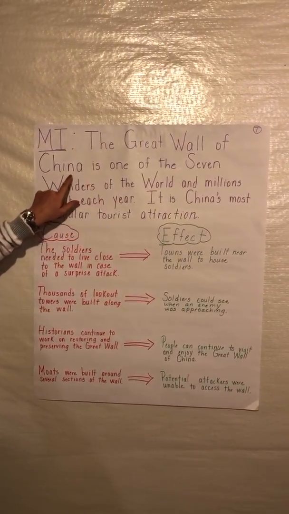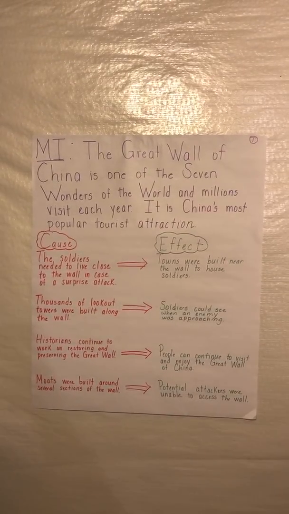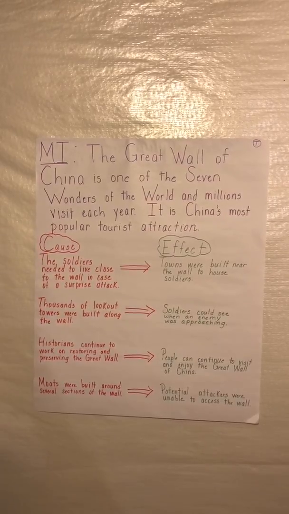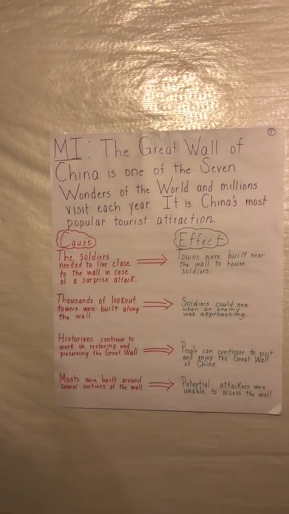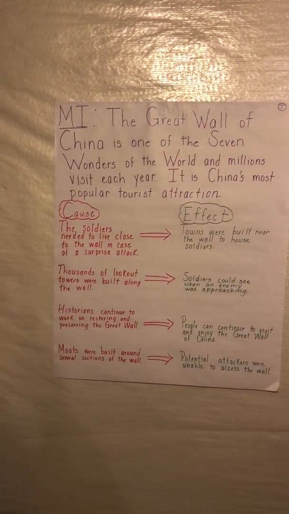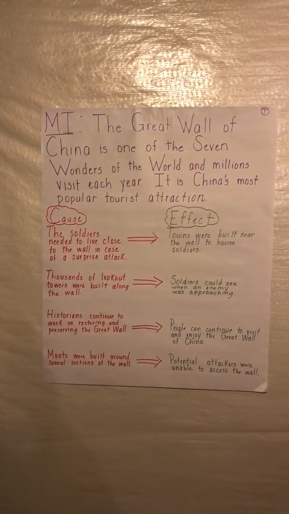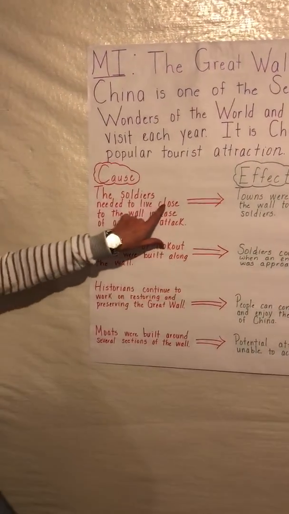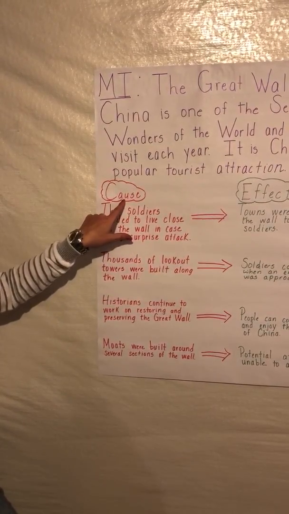The Great Wall of China is one of the 7 wonders of the world, and millions visit each year. It is China's most popular tourist attraction. So that is the gist, or what the article was mostly about. Remember, good readers always look for the main idea and those small details that support it. Within this text, there were several examples of cause and effect relationships, which is our target this week. I have chosen 4 examples that I thought were very evident in the text, and you should have found these as well. The first one says, the soldiers needed to live close to the wall in case of a surprise attack. That is the cause or the why.